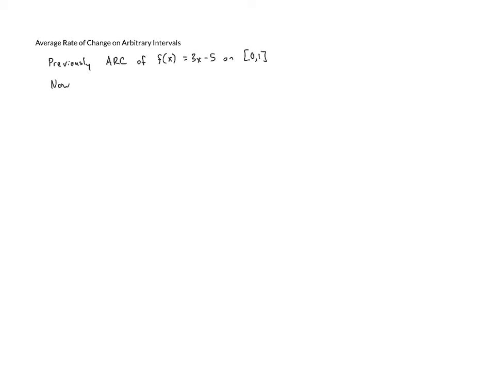But now we're going to do something a little bit different, and this is going to be very useful for us in calculus. We're going to be finding the average rate of change of a function, for example, f of x equals 3x minus 5 on an arbitrary interval. Now what that means is that instead of having the starting and ending points be numbers, we're going to express them with variables. And so we're going to look at the interval from a to a plus h.